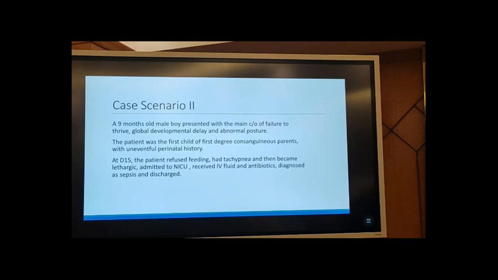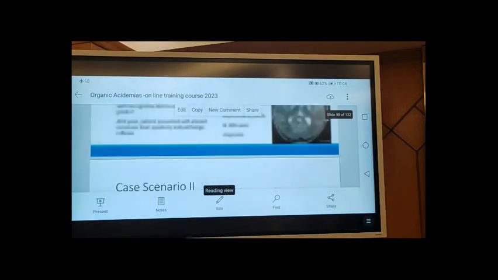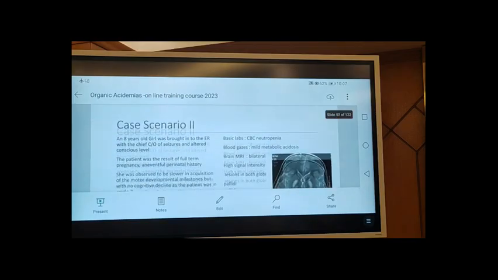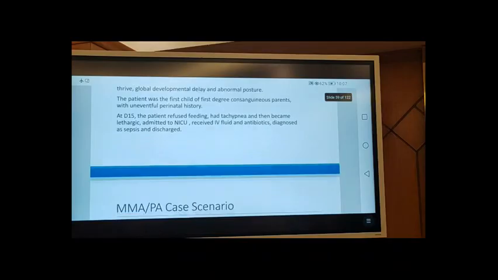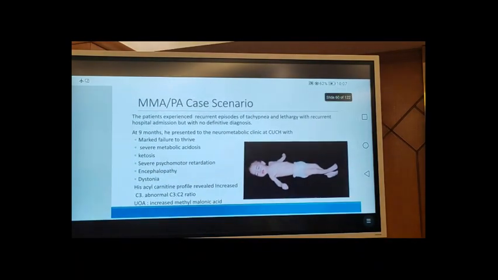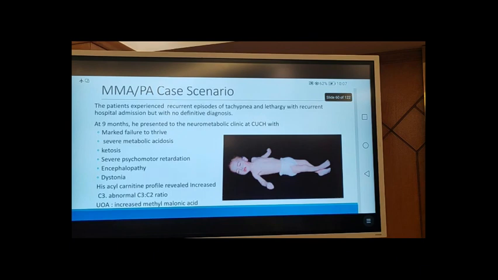The patient experienced recurrent episodes of tachypnea and lethargy, with recurrent hospital admissions but no definitive diagnosis. He presented to us at the Neurometabolic Clinic, and this was a long time ago; we had just started the Neurometabolic Clinic. At 9 months he presented with marked failure to thrive. He was in severe metabolic acidosis. He had extensive ketosis and severe psychomotor retardation.